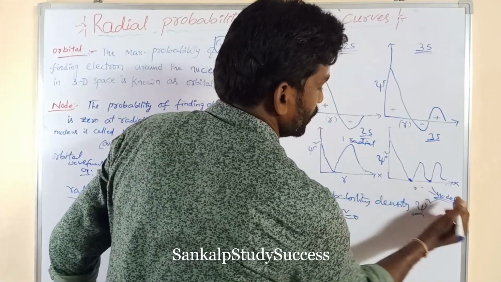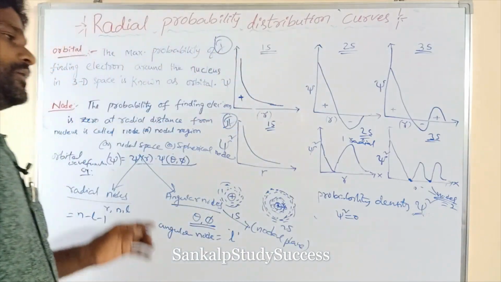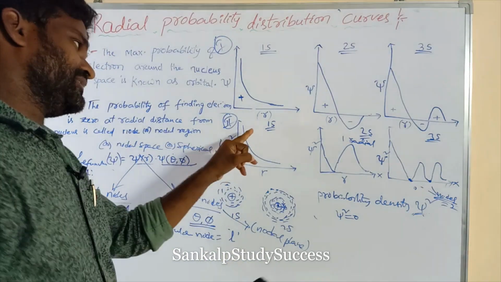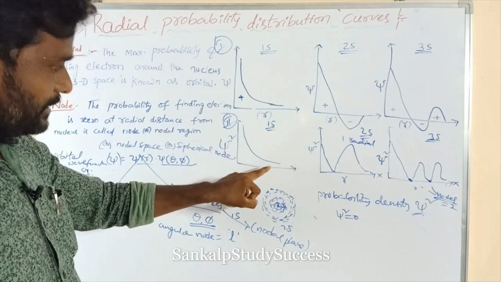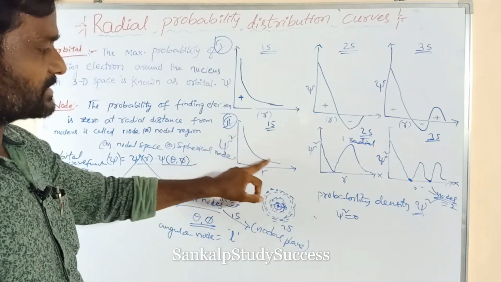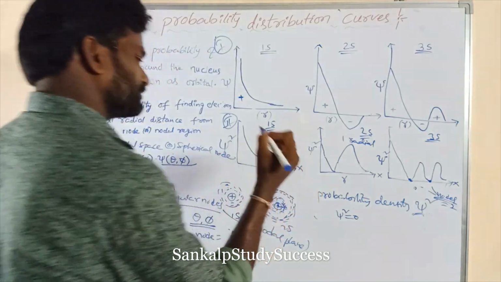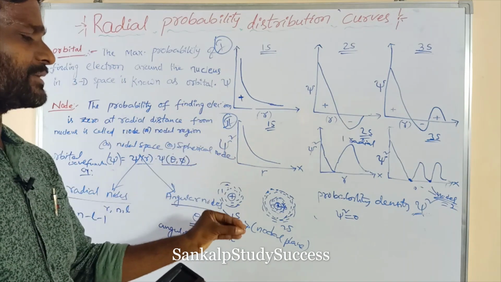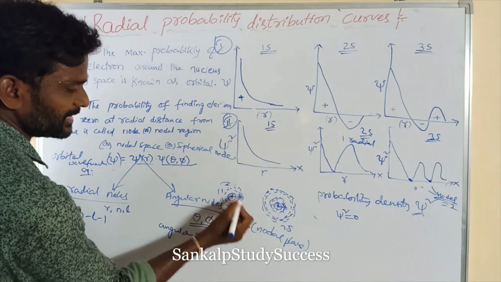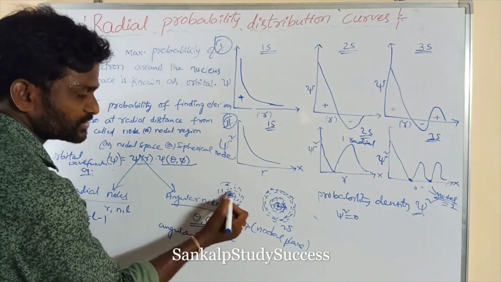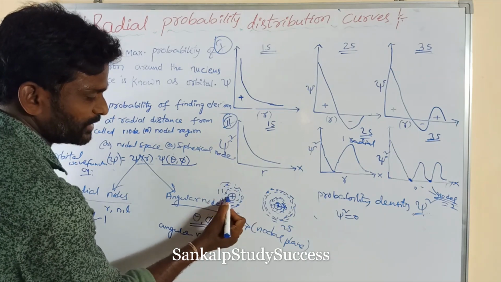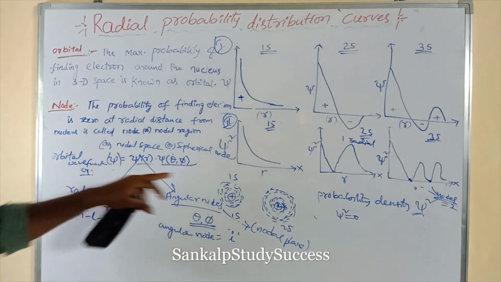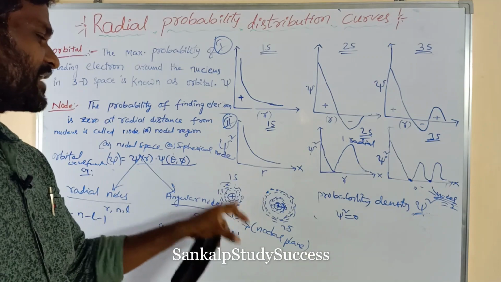Two nodes. So how many nodes? Two nodes. So that means per 1s, 0 nodes. Why? Here the curve is not touching the x axis. So the probability of finding an electron around the nucleus is not 0 per 1s orbital. This is the 1s orbital diagram, and there are no nodes. So 1s orbital does not have nodes.